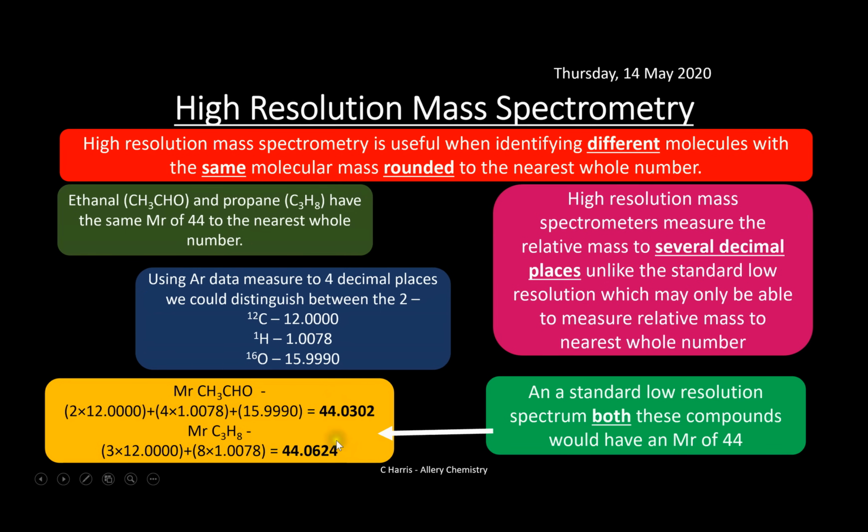So we can see here there is actually a difference, and because there's a difference in the mass, we can identify which one is ethanal and which one is propane by just looking at the figures to 4 decimal places. So with the standard or low resolution mass spectrometry, these would both turn up as 44, but obviously using the high resolution one, we can actually distinguish between them.